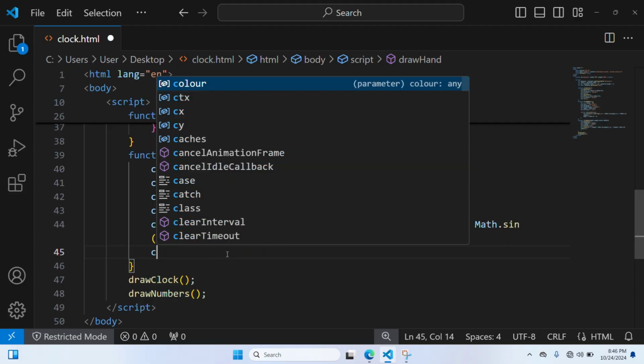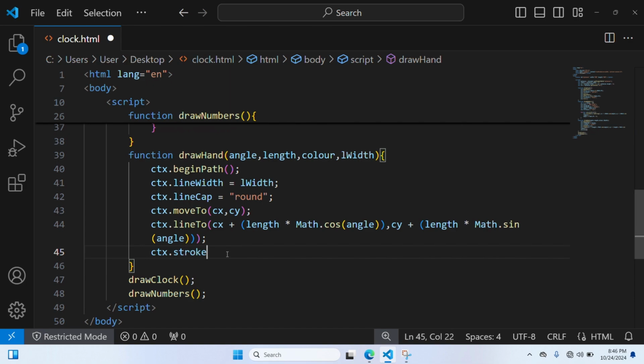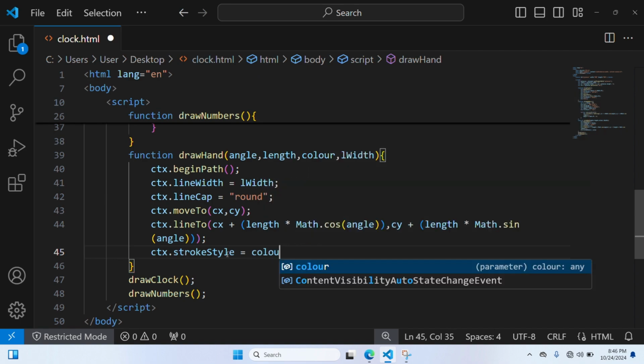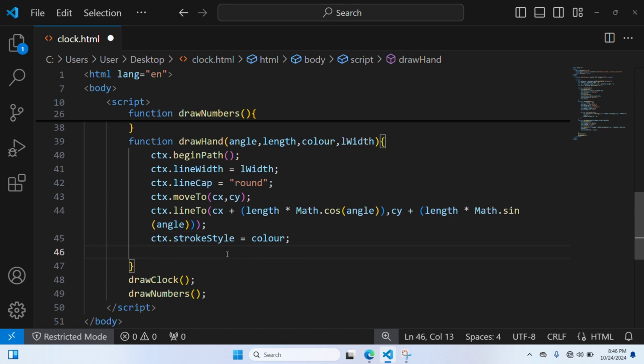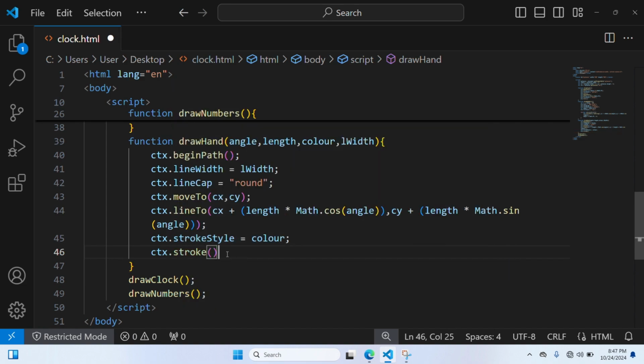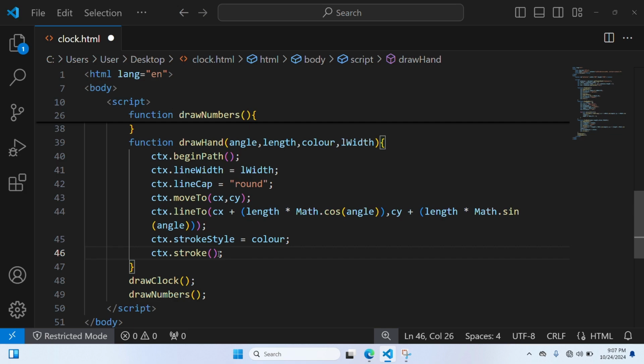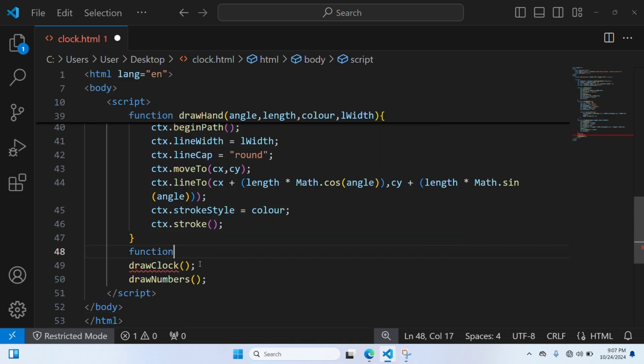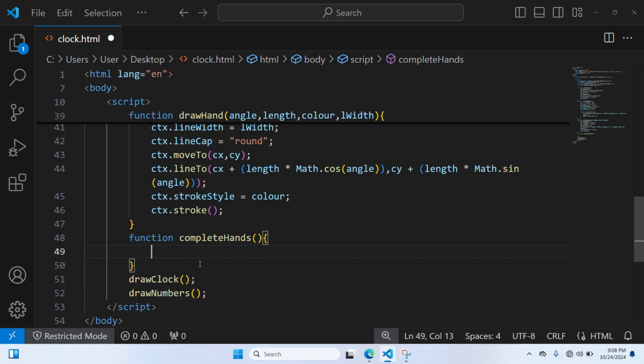We will add the stroke style, ctx.strokeStyle, and it will be a color, and that color will be equal to the argument, that is color. Then we will draw the hands for that, ctx.stroke. That's it. Next we are going to create one more function, and within that function we will call the drawHand function to draw all the three hands of the clock. So let's add a function, and the name of the function will be completeHands, and within this function we are going to get the current date and time.